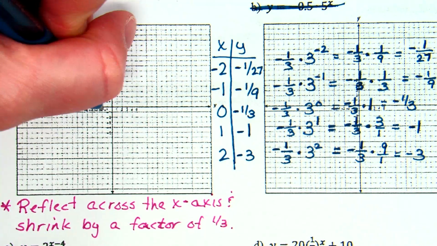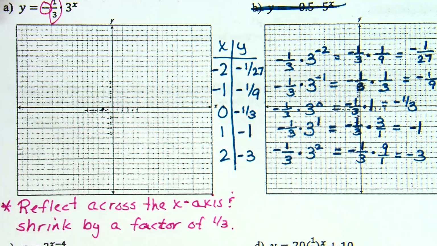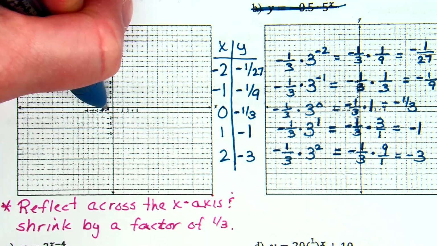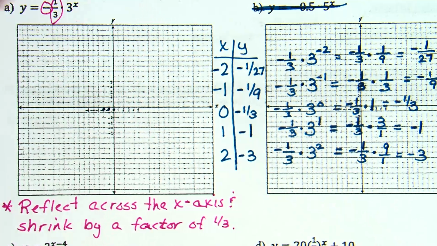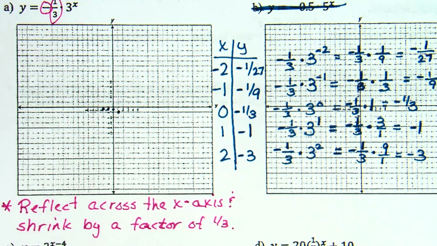Okay, left 2, down, nothing. Okay, down, negative 1/27. Left 1, down a teeny bit more than that. Last one of negative 1/9. 0, negative a third. Left to right 0 and down a third. 1, negative 1. Right 1, down 1. 2, negative 3. Right 2, down 3.